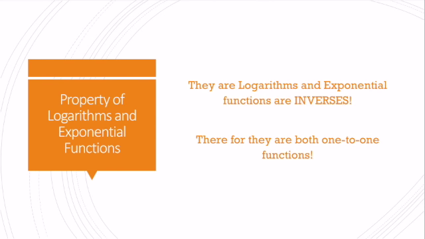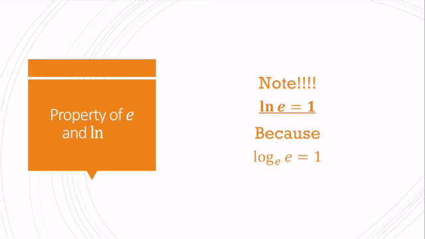Let's keep in mind that logarithms and exponential functions are inverses. So they're both one-to-one functions, because you have to be a one-to-one function in order to have an inverse. Also note that the natural log of E is 1 because log base E of E equals 1. That's like asking, E to what power is E? Well, it's going to be 1.